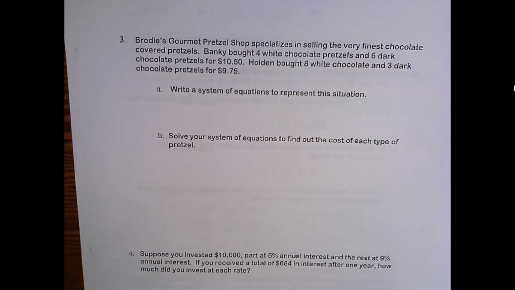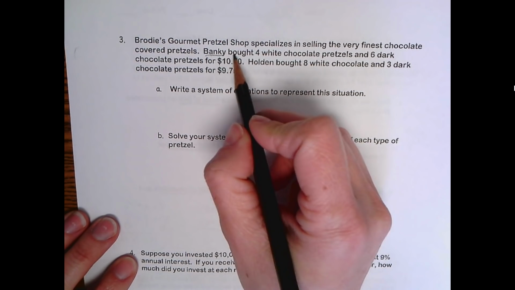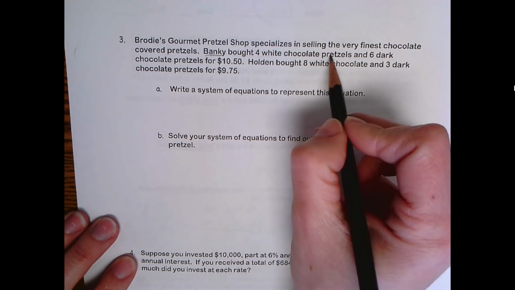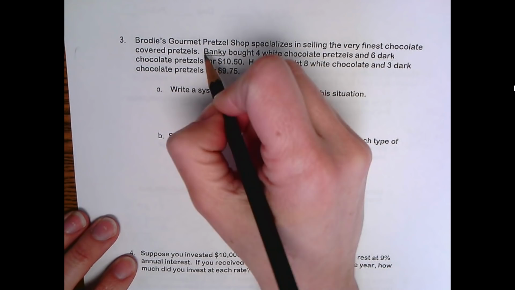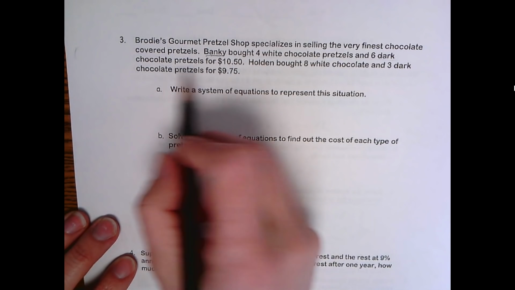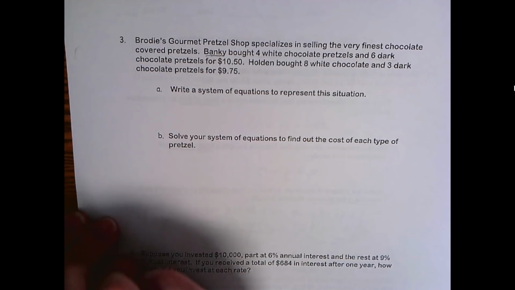So already they have you now trying to come up with the 2 equations yourself. This one is going to be slightly different. The other ones, we talked about money all in the same equation, and then we didn't use money again in the other. In this situation, though, we have one person who bought 4 white, 6 dark for a total of $10.50. That's going to be one equation. So Banky's situation will set up as a single equation.